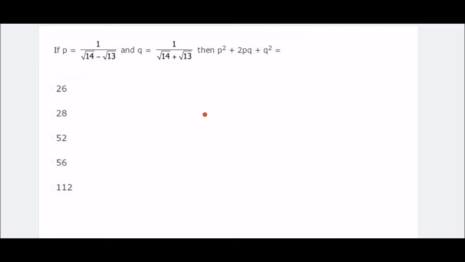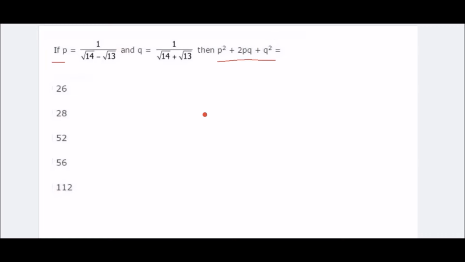Our next question is, if P is equal to 1 by root 14 minus root 13 and Q is equal to 1 by root 14 plus root 13, then P square plus 2PQ plus Q square will be. So here we have to find the value of this expression. We can substitute the values one by one and solve it, but it will take time, right? For each value we have to square it, then multiply it, then find the value. That's why first we'll make this expression simple.